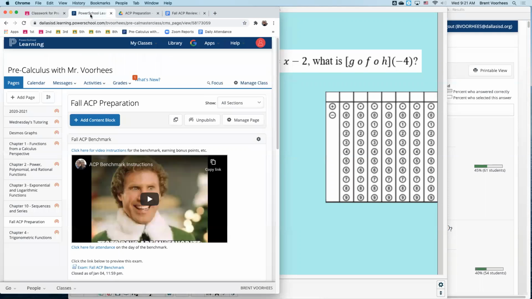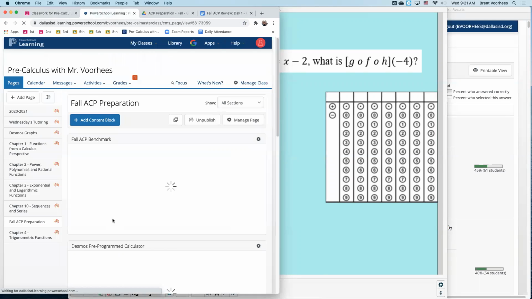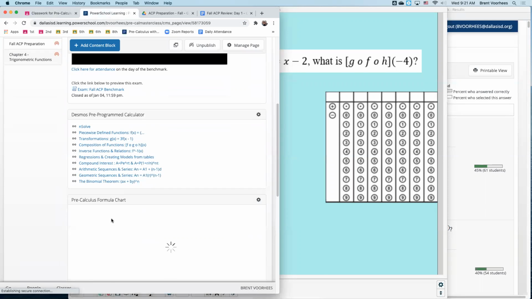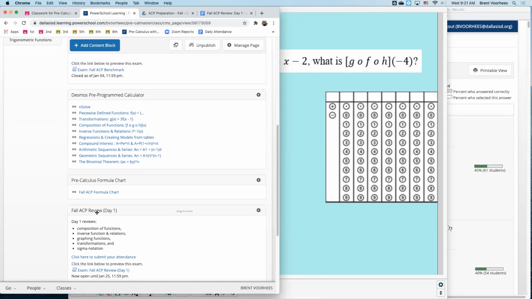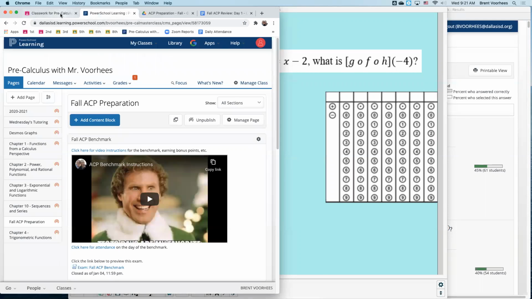If you're using PowerSchool Learning, you'll go to fall ACP preparation, and we are looking at this fall ACP review day 1. That's what we're doing right here. Okay, so those will be your DOLs right there. With that, let's get started.